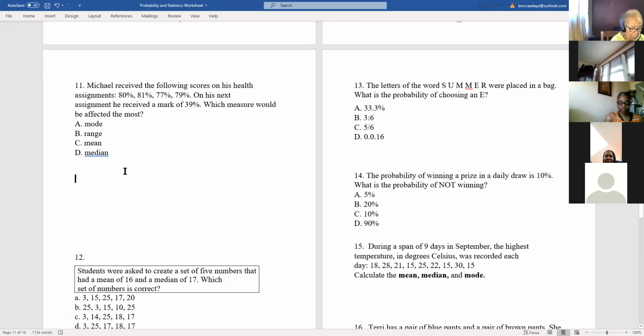So, the mean. Go ahead and add that up. 80 plus 81 plus 77 plus 79. Now add all that up. So I'm going to put it in parentheses.